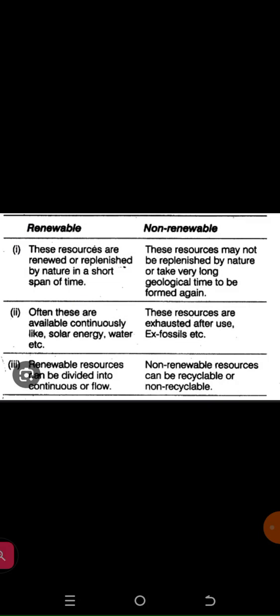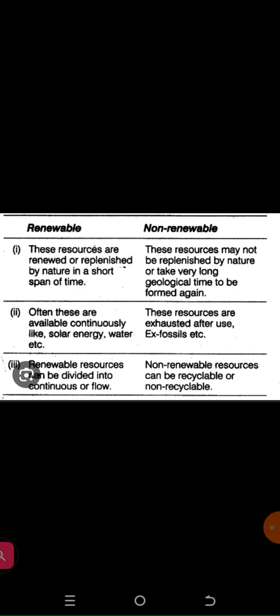Students, now we will discuss energy resources. Those objects from which we get energy are called energy sources. These are of two types, renewable and non-renewable. Renewable energy resources are those which are renewed or replenished by nature in a short span of time, and these can be used again and again. These are available continuously. While non-renewable energy resources are used once, they may not be replenished by nature or take a very long geological time to be formed again. These resources are exhausted after use.